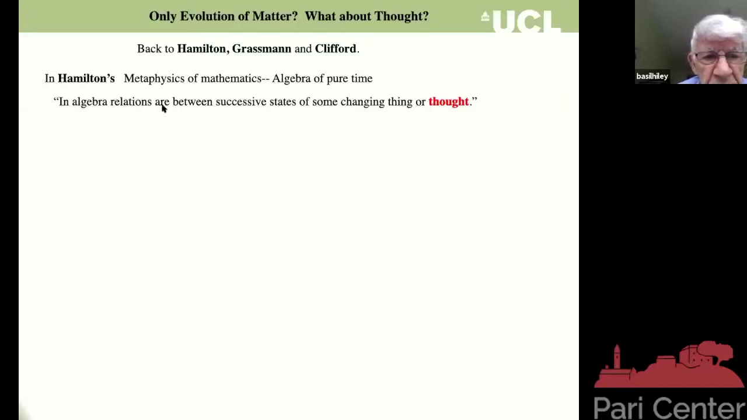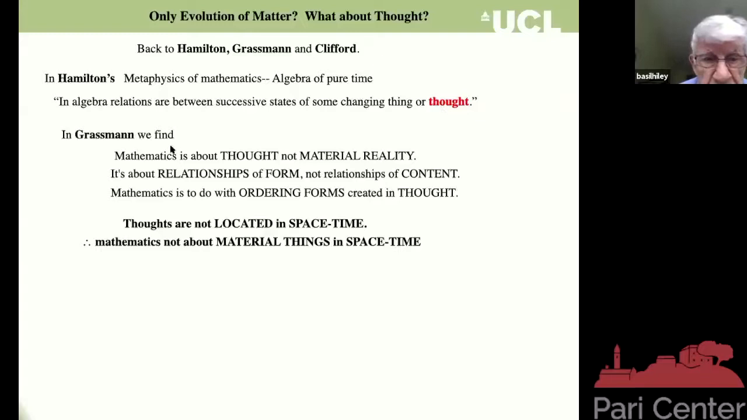In algebra, relations are between successive states of some changing thing or thought. In Grassmann, mathematics is about thought, not material reality. Mention Grassmann, we use Grassmann variables almost every day in theoretical physics. And he was the man responsible for that. Mathematics is about thought, not material reality. It's about the relationships of form, not the relationships of content. Ordering forms in thought and not located in space-time. And mathematics is not about material things, not necessarily, I should have put in there, material things in space-time.